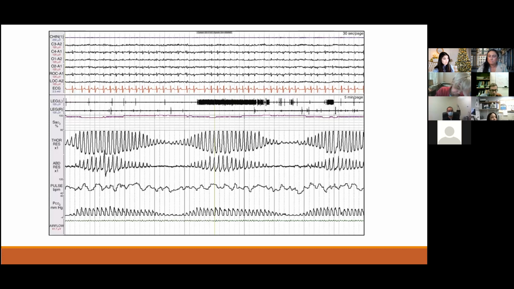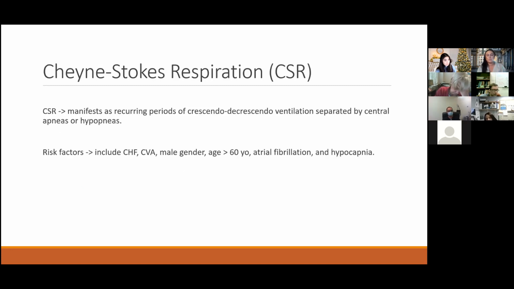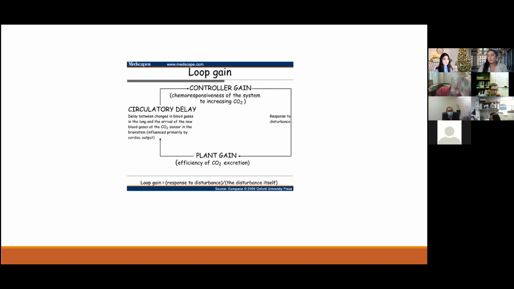So this is your Cheyne-Stokes respirations, and the optimal treatment for that is to treat the underlying condition. What we see a lot is people with heart failure and neurologic disease. And as I showed you in that previous example, it really manifests by this crescendo-decrescendo ventilatory pattern that occurs. And it comes back to this engineering term of loop gain, and this exaggerated response.